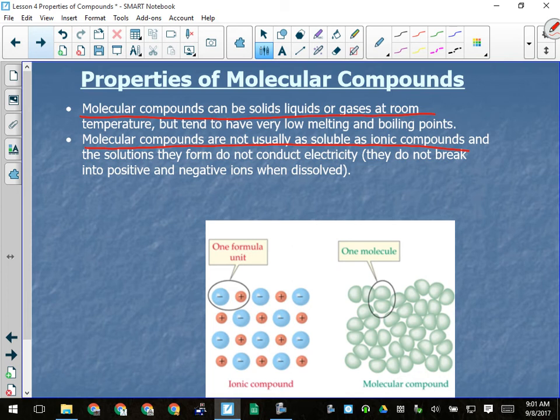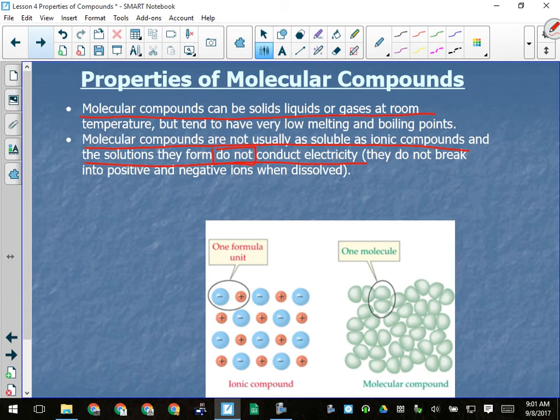So yeah, definitely alcohol is a molecular compound, and it does dissolve in water. Liquids can dissolve in other liquids. Now, here's the thing, though. If they do dissolve, their solutions will not conduct electricity, because when a molecular compound dissolves, it doesn't break up into positive and negatively charged ions. It stays together. It dissolves, but it stays together. So, since there's no positive and negative charges floating around, the solution won't conduct electricity.